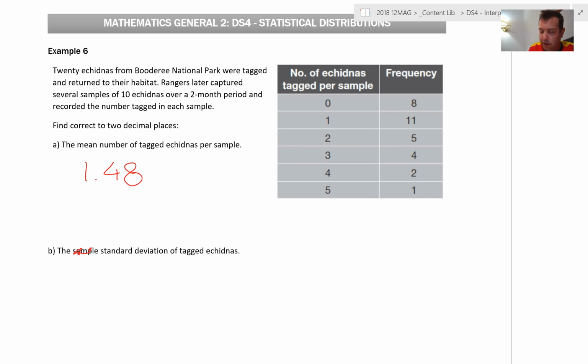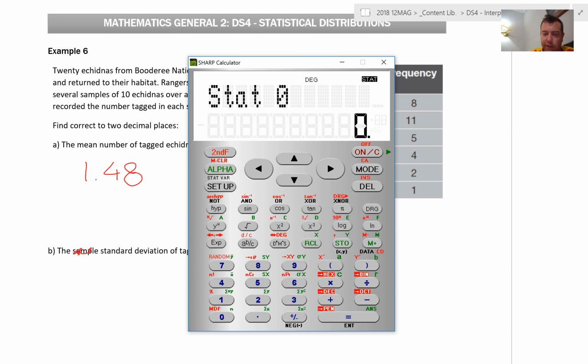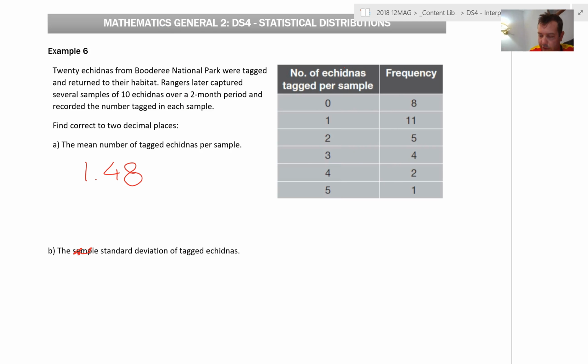Standard deviation, again, on the Sharp, it looks something like this. So you want your standard deviation, it should be alpha 6, and then equals. On the Casio, shift 1 for stats, probably 4 for VAR, and then 3 for standard deviation, equals, and I reckon 1.34. We'll talk a bit more about standard deviation in class and what it means, but in fact that belongs more in our next topic altogether, not just in the next exercise.